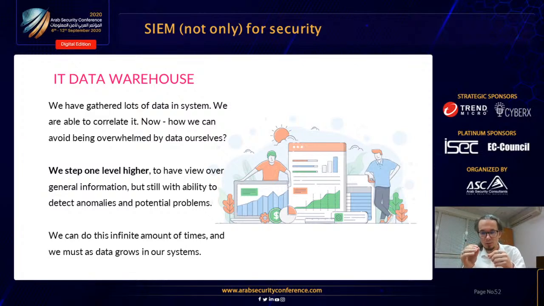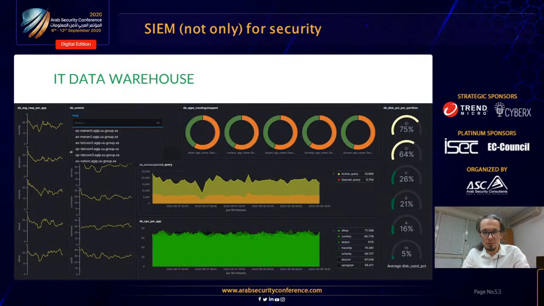So it is really important to have the ability to step one level higher and have a general view over things, and still be able to see the issues, incidents and potential problems. And if those groups become overwhelming, if we have too many groups, then we go a level higher again and monitor the groups. This can go infinitely upper and upper as our infrastructure grows. So those are the use cases here.